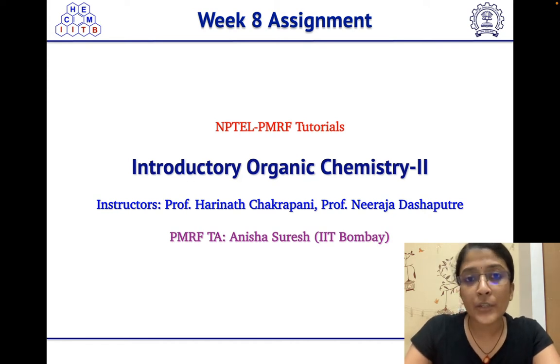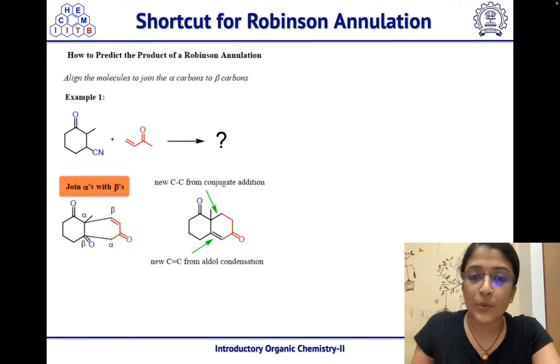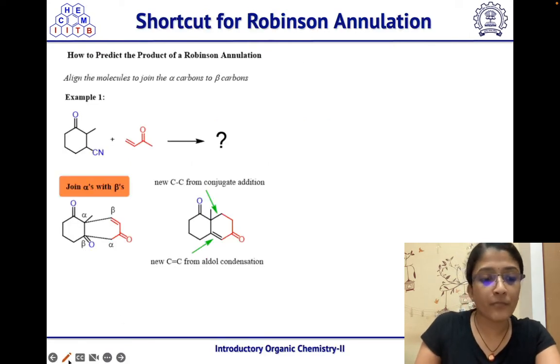So before going into week 8 assignment questions, last week we had a doubt regarding a shortcut method for Robinson annulation reaction: how to find out the product of Robinson annulation without doing the whole mechanism. So I have found a shortcut method to predict the product of Robinson annulation.